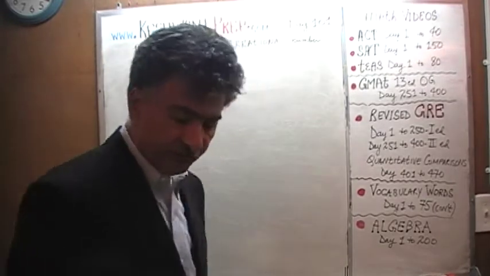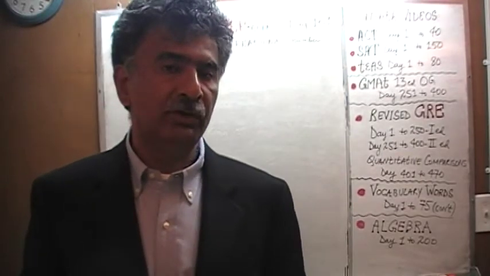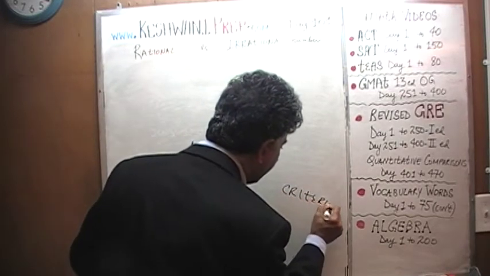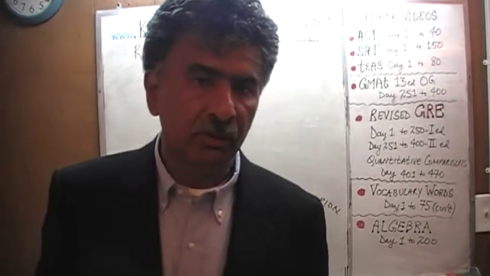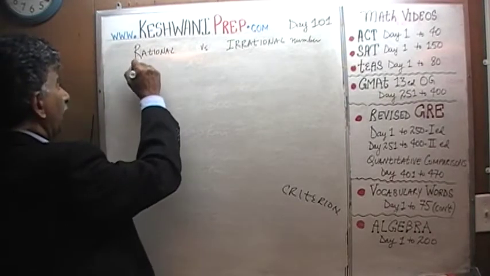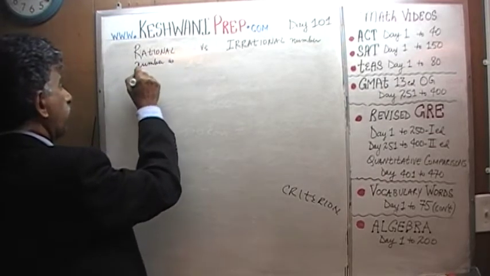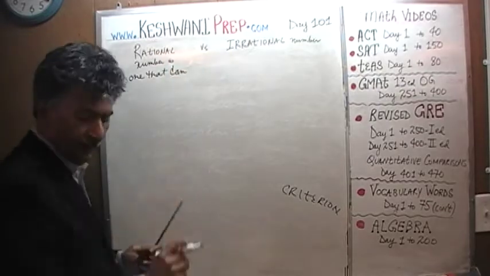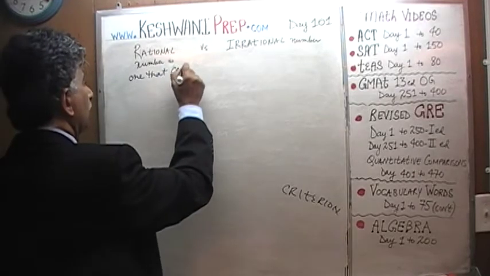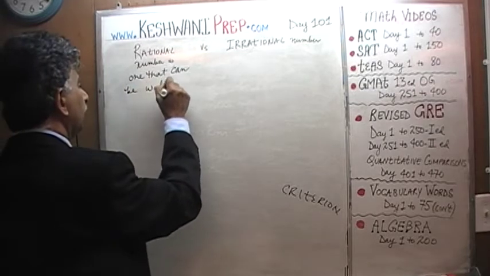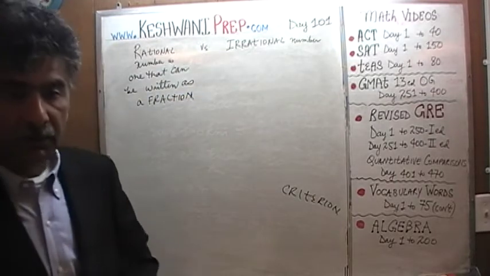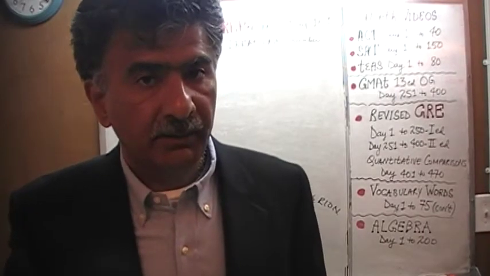And what we'll see in a few seconds time is that it's actually a very simple concept, because there is only one rule, there is only one criterion that determines whether a given quantity is a rational number or an irrational number. And that criterion is that a rational number is one that can be written as a fraction. So if you have a quantity and if you're able to express that quantity as a fraction, one number divided by another number, then it's a rational number.